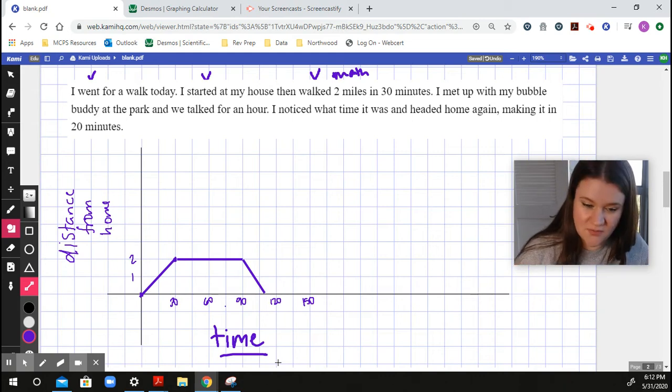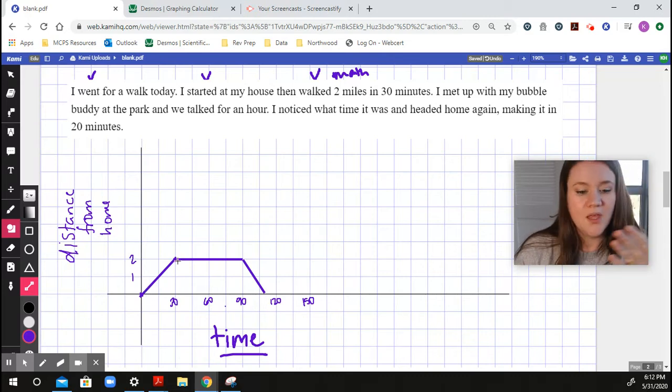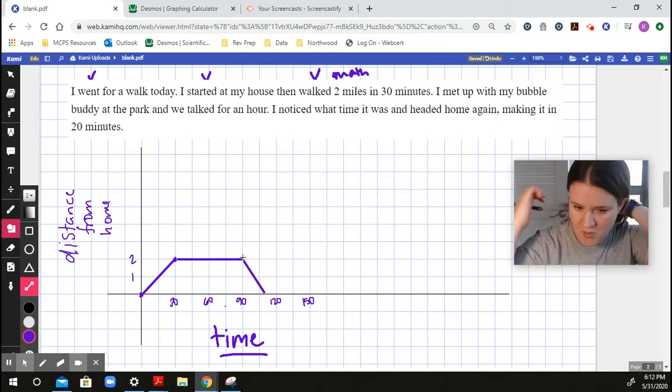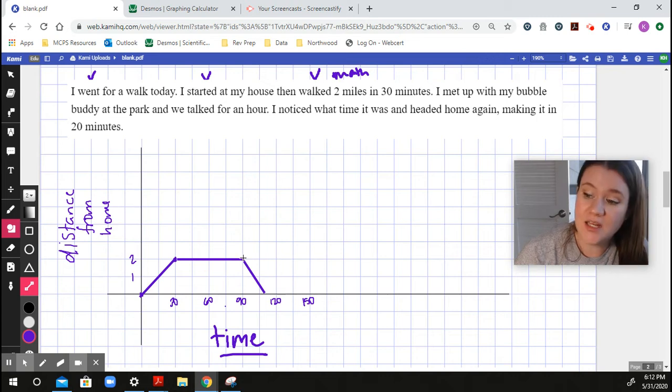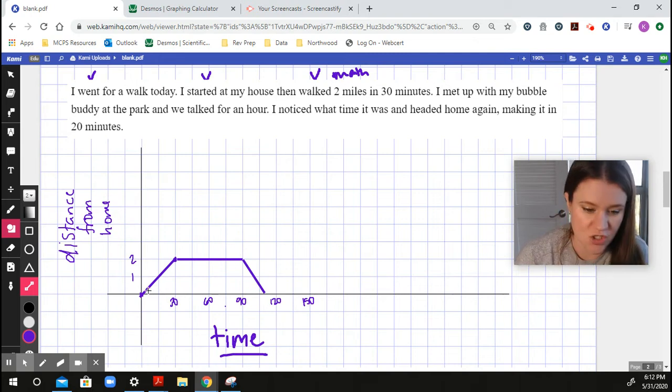There is a piecewise function here. In the first 30 minutes, one piece of it is that I walk 2 miles. My next piece, the 60 minutes, is I didn't walk, but I stayed. I was sitting with my bubble buddy. And then the reason this one is going down is because I'm ending up getting closer to home, right? I'm making some pace. It's going to be a little bit faster, 10 minutes faster than this one.